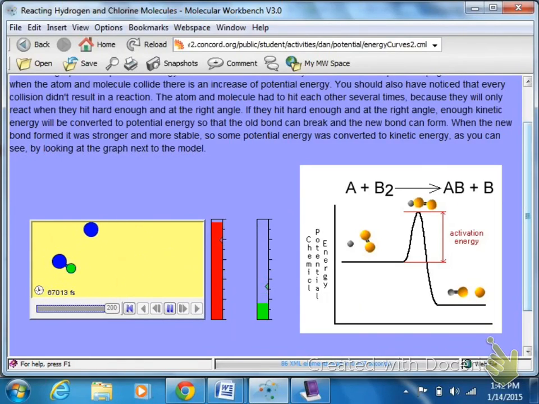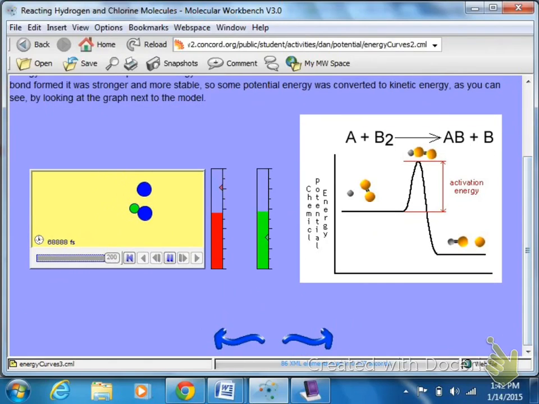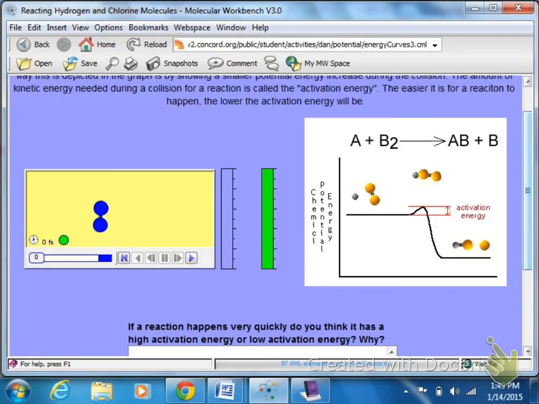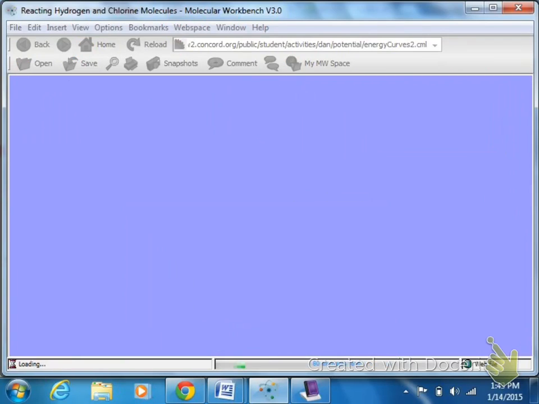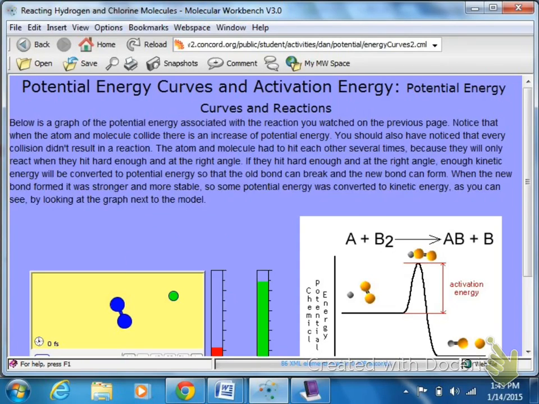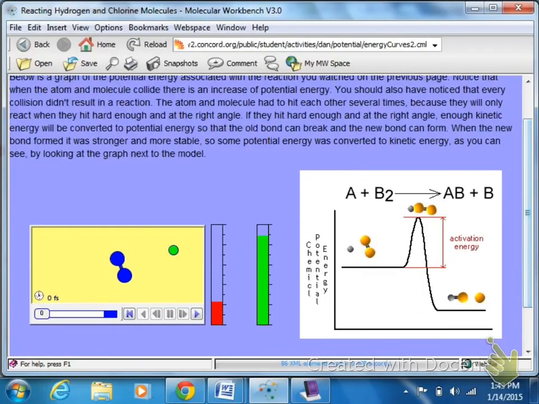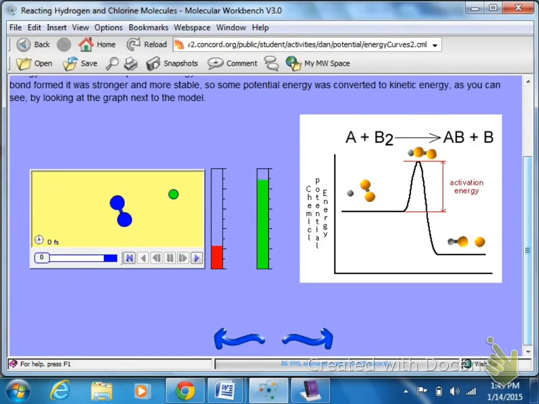You tell me the difference between this one and the next one, and what do you think about how long it will take to react? So this is the new one we want to do. Look at the activation energy diagram, and then look at this one. See the difference in the two diagrams. Okay. So we'll go to that next one.